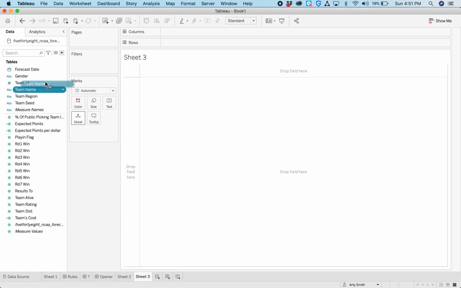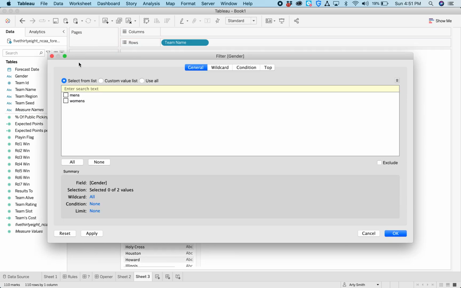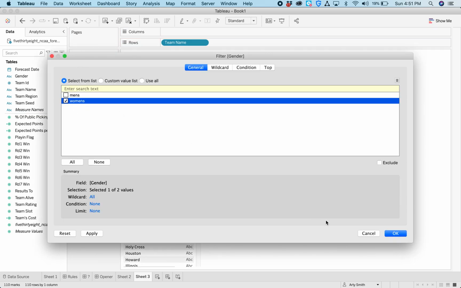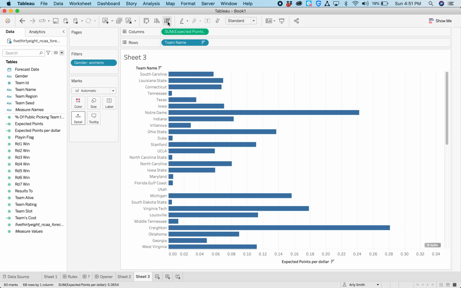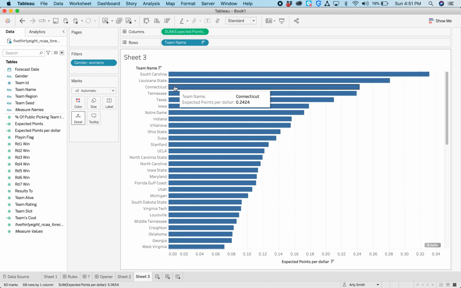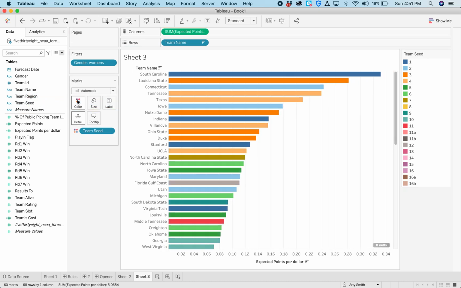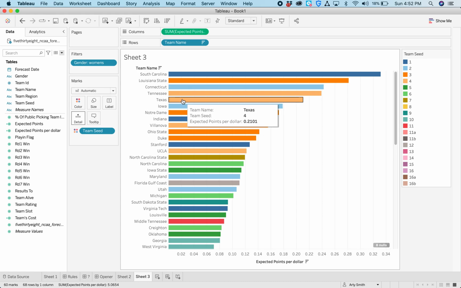And now, this is the most important graph that we're going to build. We want each team. Again, I'm going to filter on gender. We'll start just with the women. And now we're going to drag in expected points per dollar. And the best value is here at the top. South Carolina, Louisiana State, Connecticut. Interesting too, if we drag in the team seeds here, we can see that while South Carolina is the best value, next up is Louisiana State. They were a 3 seed, UConn a 2 seed, some 4 seeds in there.